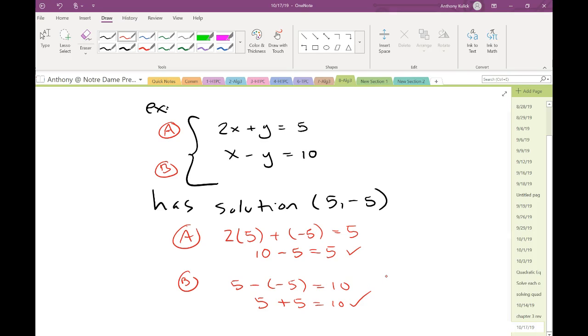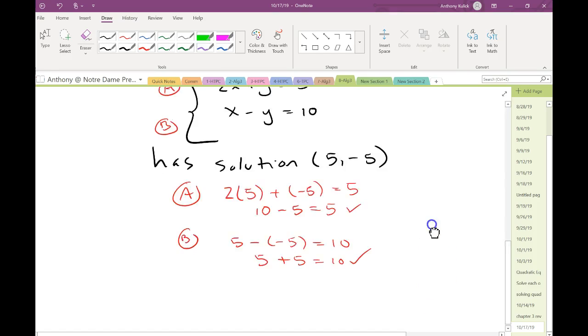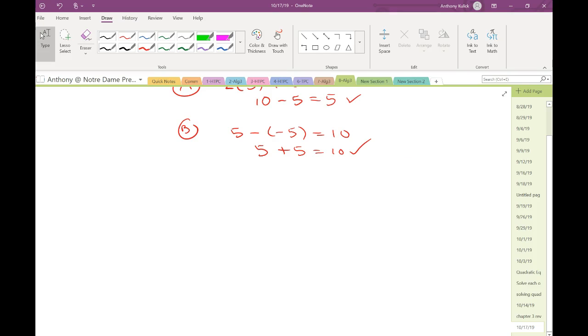So it should be easy to check if a point or a tuple is a solution to our system. All we need to do is plug into all of the equations in our system, and make sure that all of them are satisfied by that. Is everybody okay with what we mean by a system of equations and a solution to a system of equations? Okay, good.